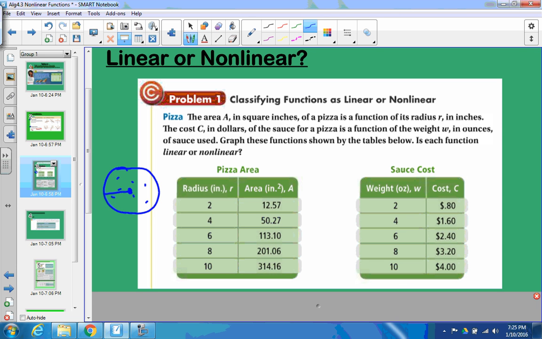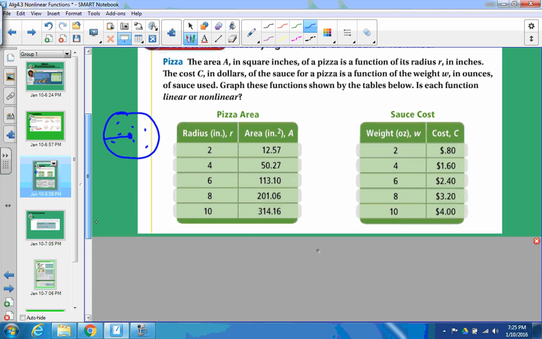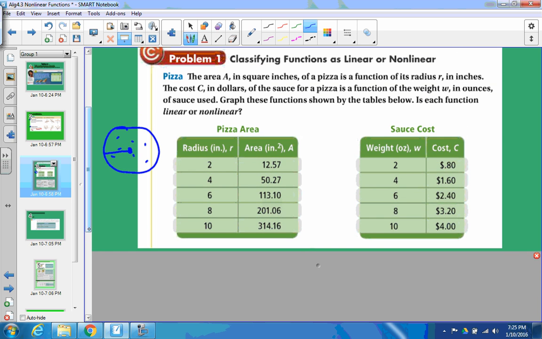The cost in dollars of the sauce for pizza is a function of the weight. So depending on the weight, that determines the cost of the sauce. So graph these functions shown. We're going to do two examples at once. So we have our graphs already. The first one is the area of a pizza. It says the radius and the area. So this would be your x and your y. That's how we always do it.